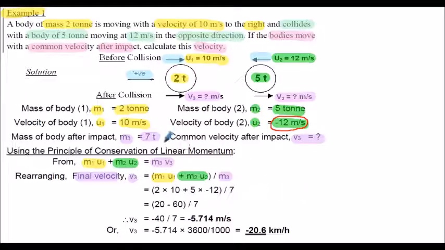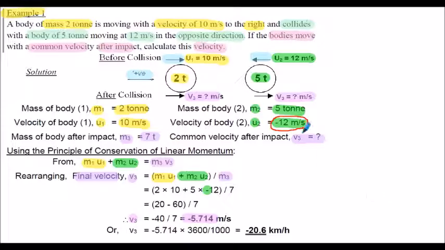Inserting the above values into the equation, and again it's very important to notice the negative has to be accounted for the U2 value here. When you evaluate, V3 is equal to negative 5.714 meters per second. The negative simply means that when the two bodies are locked together after impact, they will be moving with a common velocity from right to left, going against the positive sign convention shown.